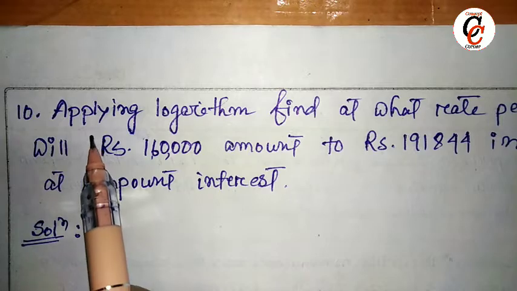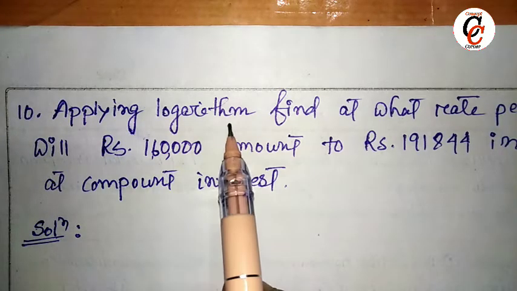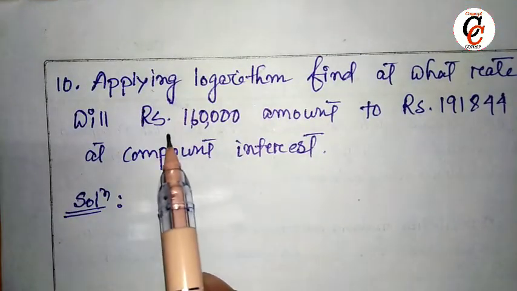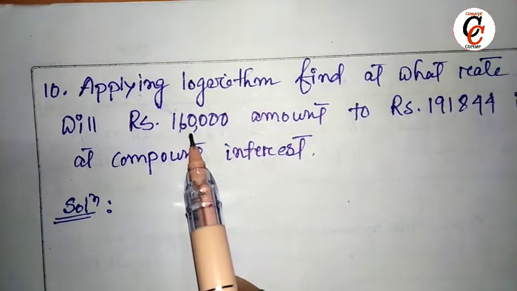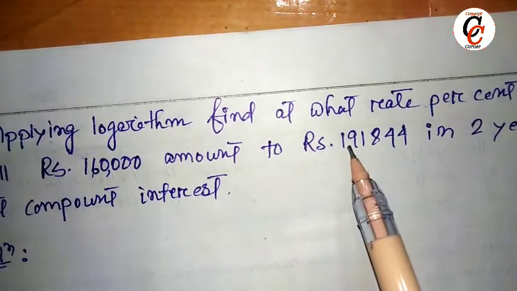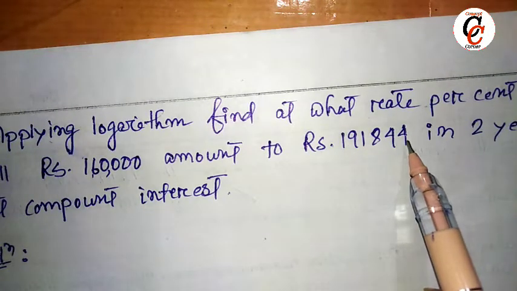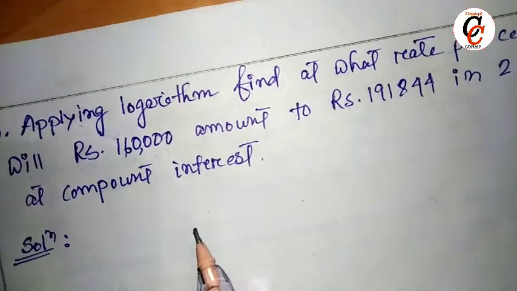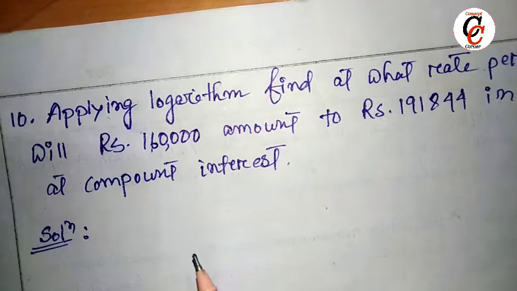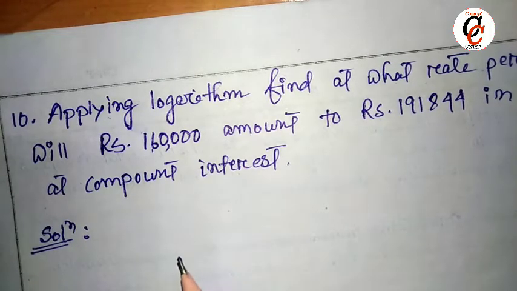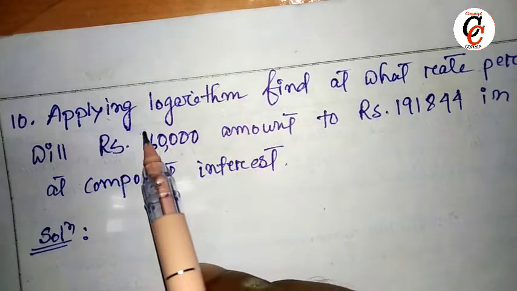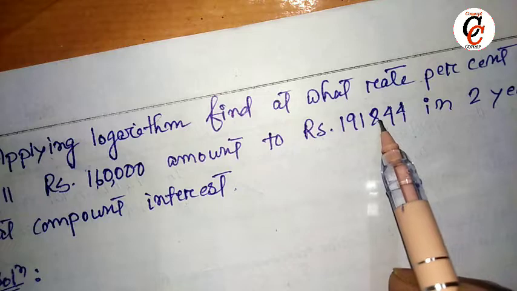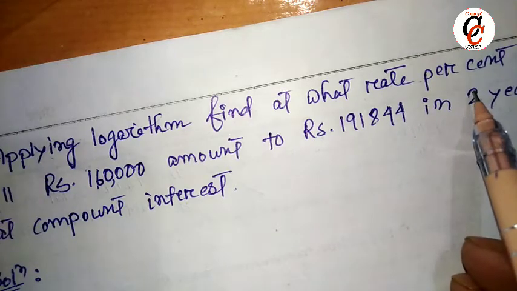Let's see question number 10. Question number 10: applying logarithm, find at what rate percent will rupees 1,60,000 amount to rupees 1,91,844 in 2 years at compound interest. So we have to find the rate percent at which rupees 1,60,000 will amount to 1,91,844 in 2 years at compound interest.